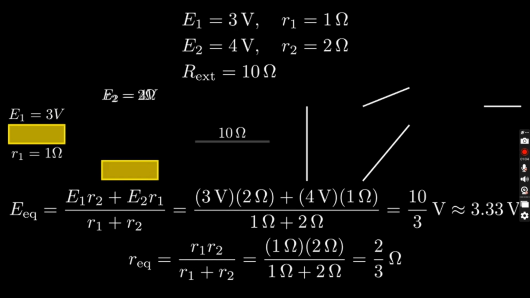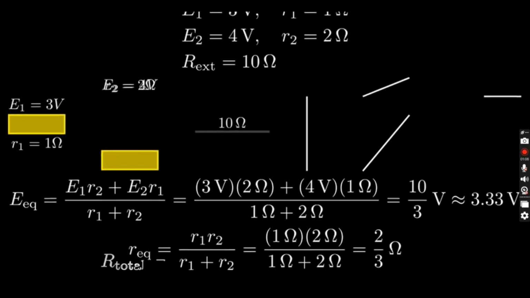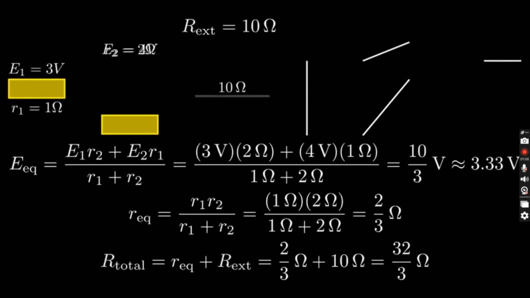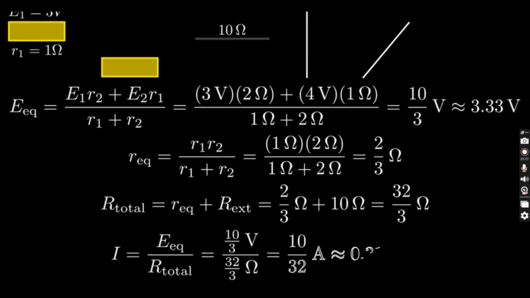Now we can find the total resistance in the circuit. This is simply the equivalent internal resistance plus the external resistance. 2/3 plus 10 equals 32/3 ohms. Using Ohm's law, we can find the current through the circuit. Current equals equivalent EMF divided by total resistance.